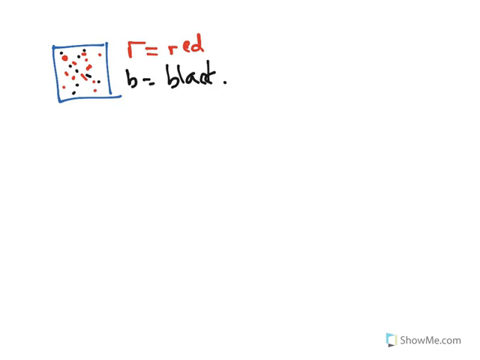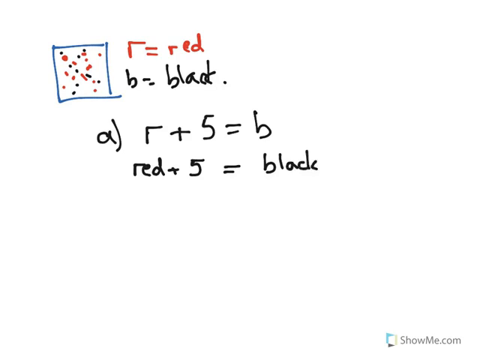It says, explain with your own words, what does the expression R plus 5 equals B mean? And this means that the number of red plus 5 equals the number of black. So there are 5 more black sweets than red. So explaining it in words means that there are 5 more black sweets than red.